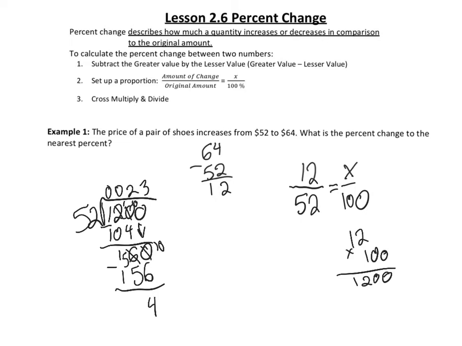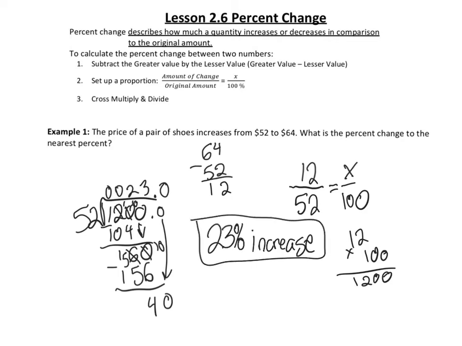So our answer does want the percent change to the nearest percent, so I need to go out one decimal place to see if I need to round up or stay the same. So we add our decimal, add a 0, bring it straight down. 52 goes into 40 0 times. So our final answer would be 23%. Since we're going up to 64, it's going to be increase. It's very important you remember increase or decrease. We can tell that by what happens from the original number to the second number. So since we went up, it is an increase.